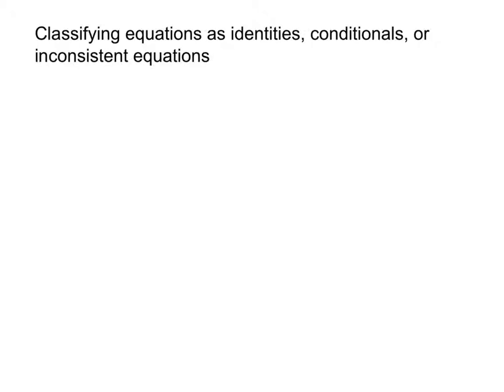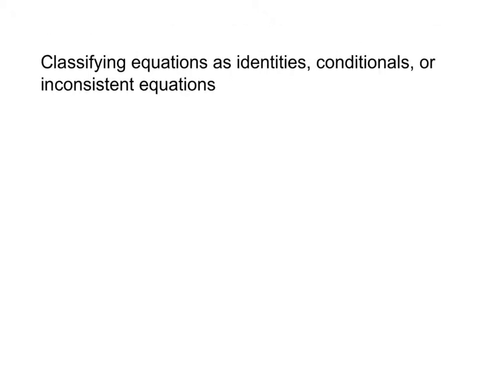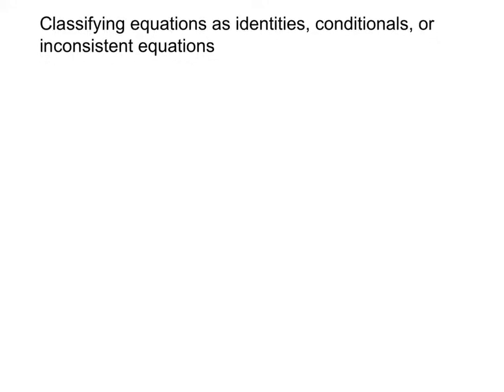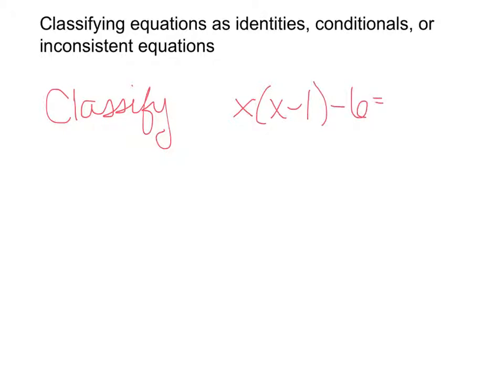Before we move on, I would like us to look at another example and try to classify this equation. I would like for us to decide if it's an identity, a conditional equation, or an inconsistent equation. So we are going to classify x times x minus 1 minus 6 equals x minus 3 times x plus 2. If you would like to pause and try and do this on your own and then check, you're welcome to do so.